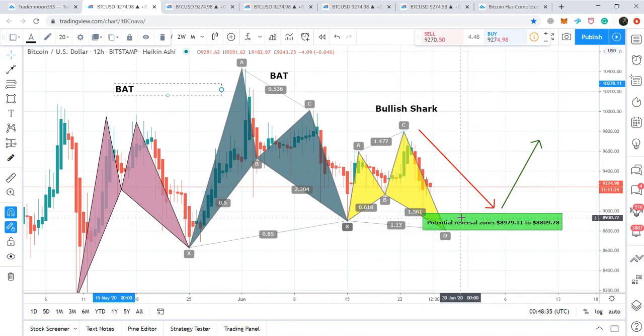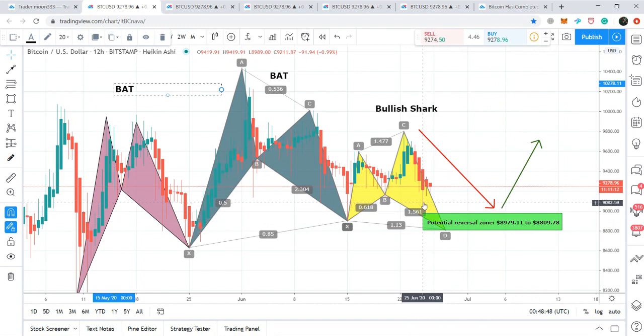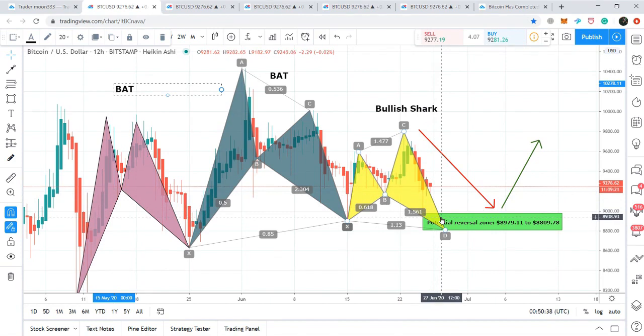For the completion of this leg, we need the price action to move up to this level from $8,979 up to $8,809, and so far we have observed that the price action moved up to $8,989 a day before yesterday. I'm thinking that it will move further down to this potential reversal zone, to completely enter it, for another bullish divergence like we had here from the potential reversal zone of this bullish bat, and from here.